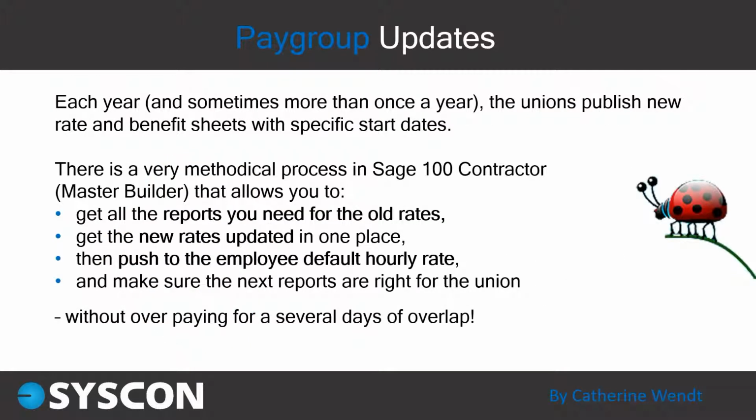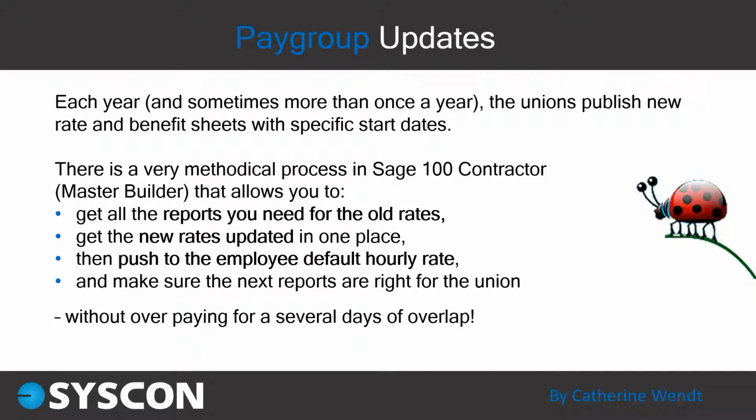Each year, and for some of you, it's actually more than once a year, the unions publish new rate and benefit sheets with specific start dates. January 1, June 1st, those are the most common. A couple of you have May dates, and a couple even have fall, September dates.